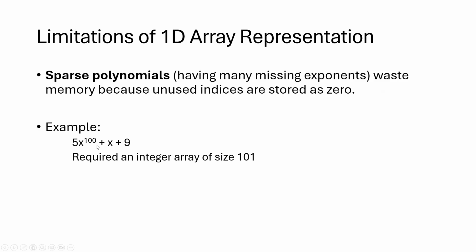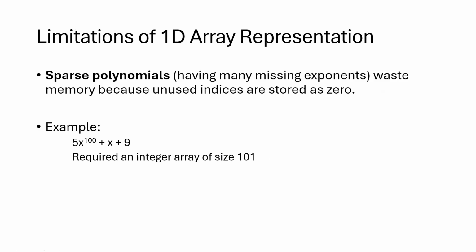Clear? Because we are using the index as the exponent. So how many exponents are possible in this polynomial? From 0 to 100. So that means a total of 101 exponents are possible. So that's why we have to create one array of size 101. But this is a sparse polynomial where most of the coefficients are 0. So in such a scenario, the memory wastage will be very high.